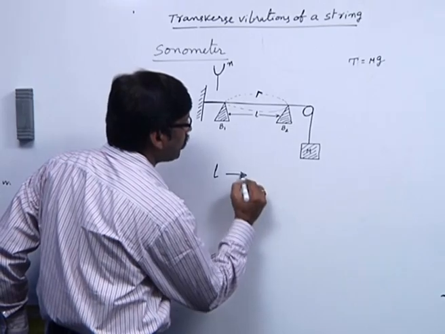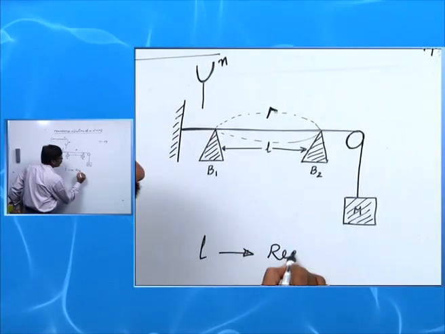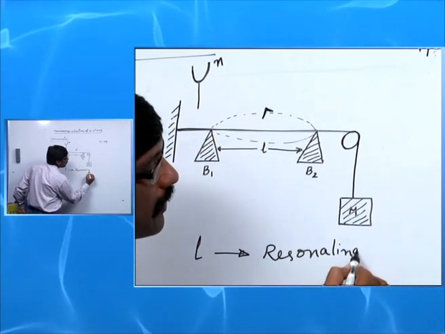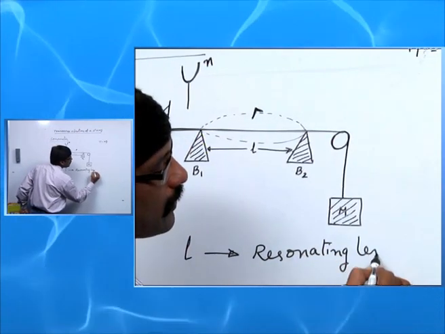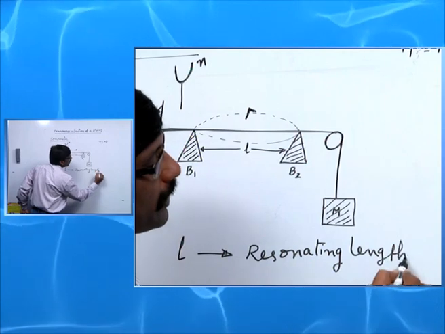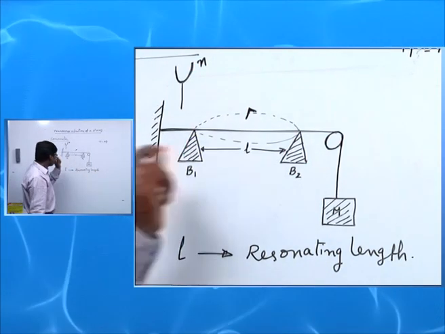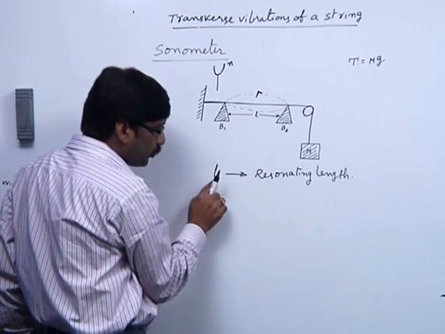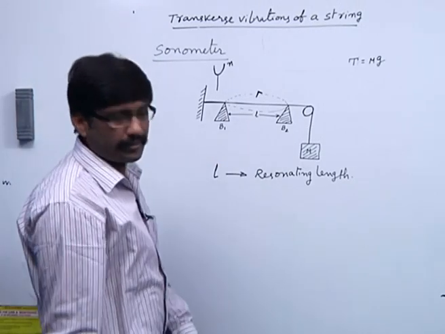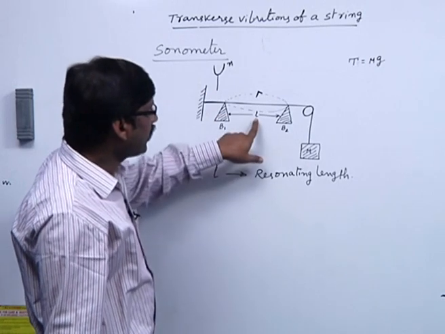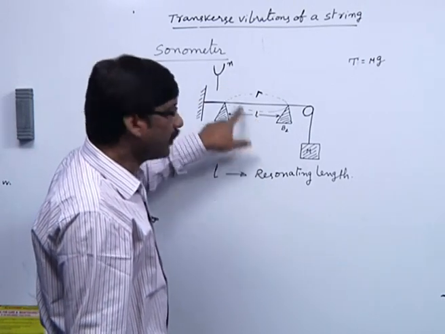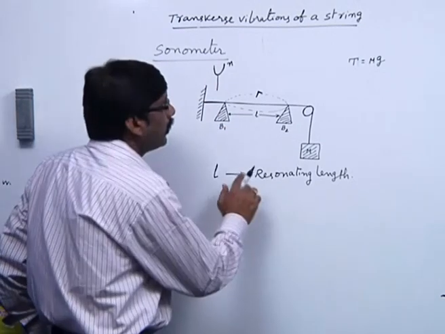The very, very important thing is the resonating length. In this experiment, the main thing is that we are going to measure the resonating length. The resonating length is the length of the vibrating wire at which both the frequencies are the same.